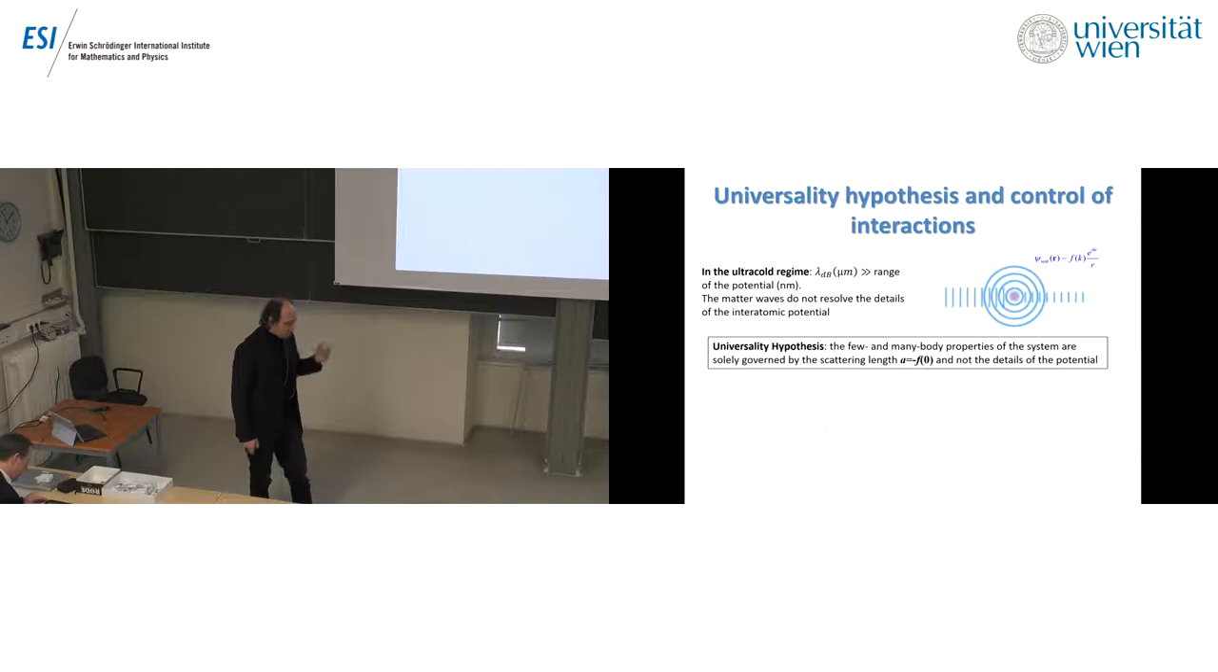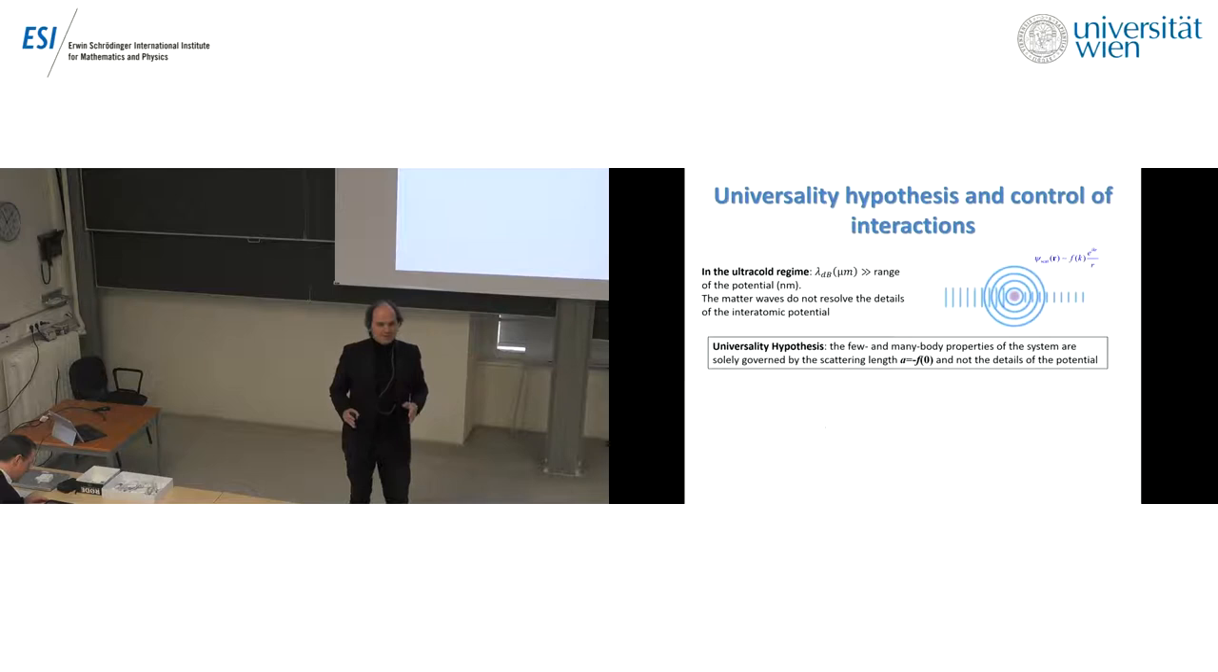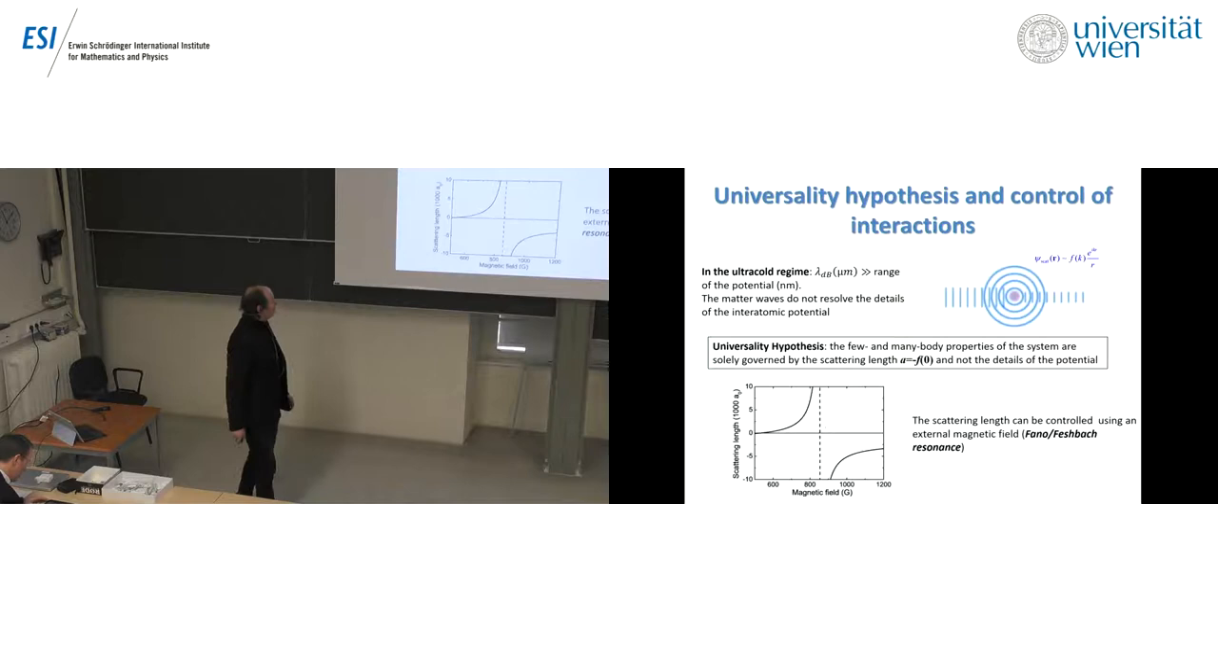So what is nice here is that in the end, all the interaction effects can be encapsulated in this scattering length. This is the only parameter that you need to control. And what you can show is that you can actually tune the value of the scattering length using a Feshbach magnetic field, using what is called the Feshbach resonance, where here you see the value of the scattering length for lithium-6 as a function of magnetic field. And you see that there is a very nice and broad resonance here, where the scattering length goes to infinity and changes sign, so you can have positive and negative signs. As I said, this is equivalent to controlling the interactions.